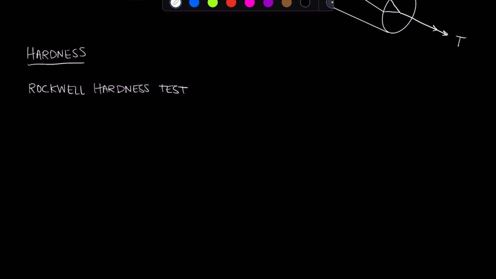In the Rockwell hardness test, a minor and then a major load are applied using a specific indenter, and the hardness number, which will be either R sub B or R sub C, is read directly from a dial. This makes Rockwell testing easy and quick to use in the lab or in a shop or even out in the field.